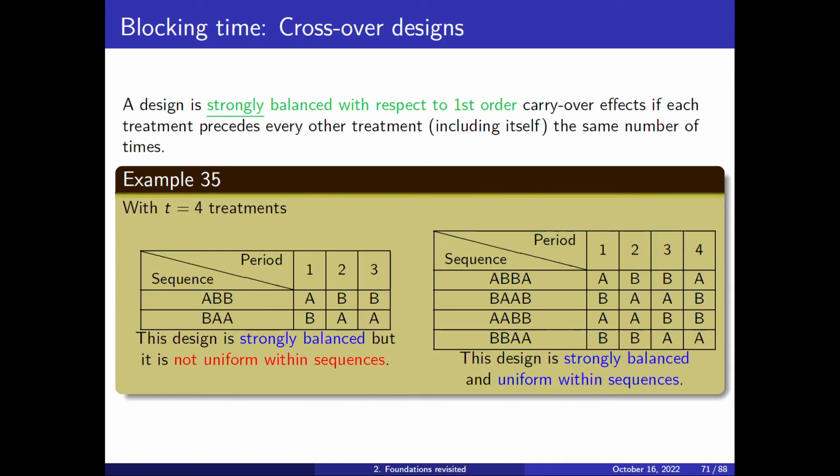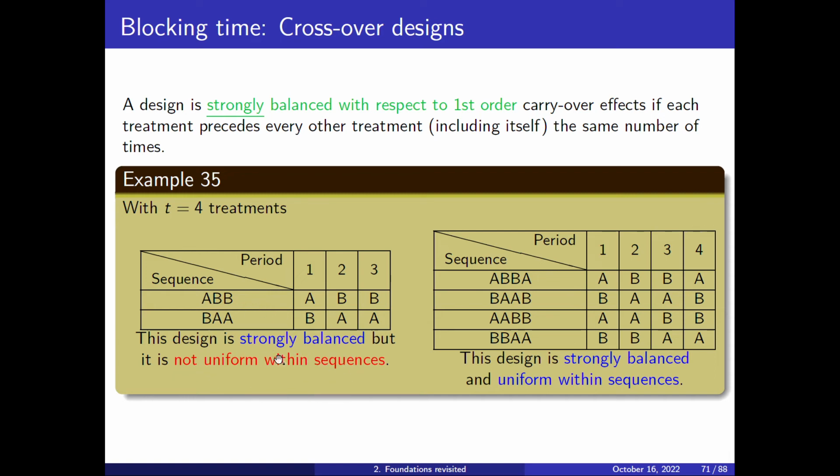A design is said to be strongly balanced with respect to first order carryover effects if each treatment precedes every other treatment, including itself, the same number of times. So what we have added is this strongly. For instance, with these sequences, ABB or BAA, the design is strongly balanced, but it is not uniform within the sequences.